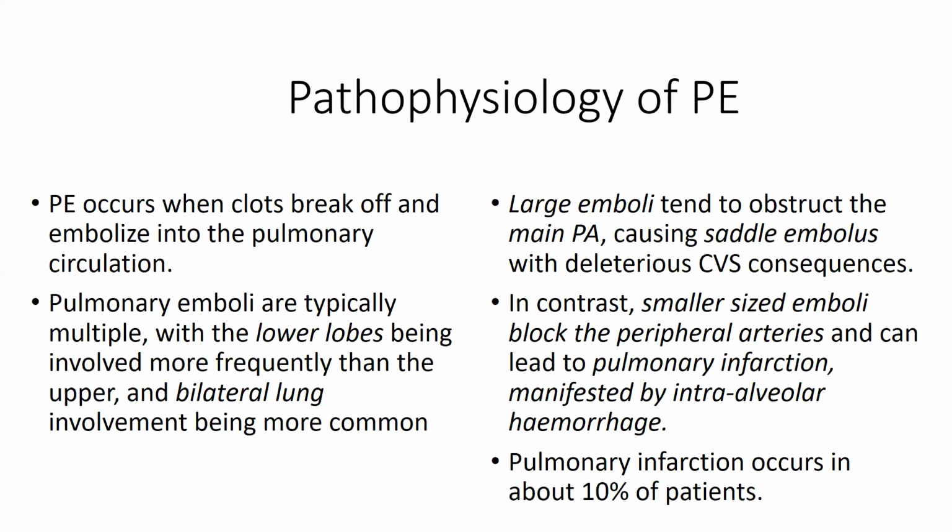So large emboli tend to obstruct the main pulmonary artery, and this is what you'll see causing pseudoembolus with severe cardiovascular consequences. Small emboli, on the other hand, block the peripheral arteries, and this can lead to pulmonary infarction, which is manifested as intra-alveolar hemorrhages. In about 10% of patients, pulmonary infarction occurs, and this is due to small emboli that may not cause hemodynamic dysfunction, but can lead to pulmonary infarction with severe hypoxemia.